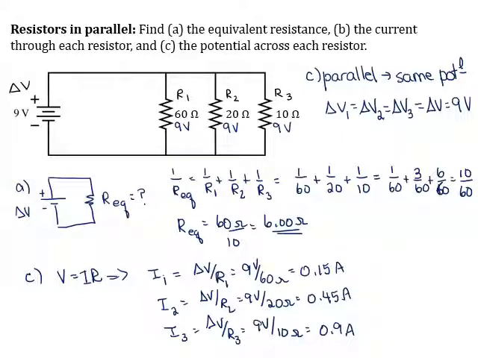Okay, a couple of interesting things to notice here. If you added up all of these currents, you would see that this was equal to 1.5 amps. And then you might also notice, if you looked at your equivalent circuit, that the net current put out equals the change in potential over R equivalent, 9 volts over 6 ohms, you would get 1.5 amps.